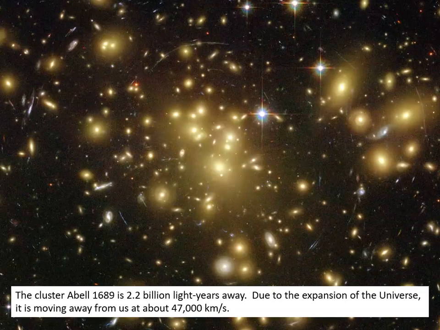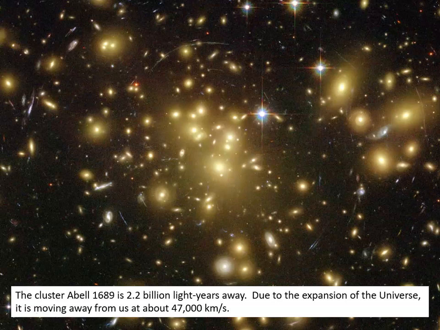So, for example, the cluster Abell 1689 featured in this picture is 2.2 billion light years away. And due to the expansion of the universe, it's actually moving away from us at 47,000 kilometers per second. Now, the speed of light is about 300,000 kilometers per second. So here we're talking about a significant percentage of the speed of light.